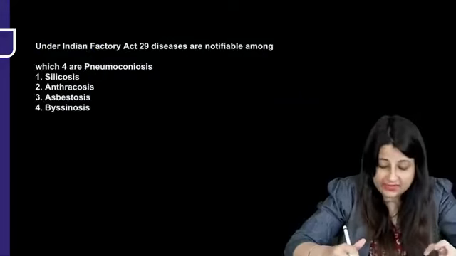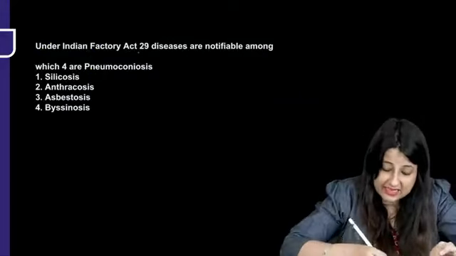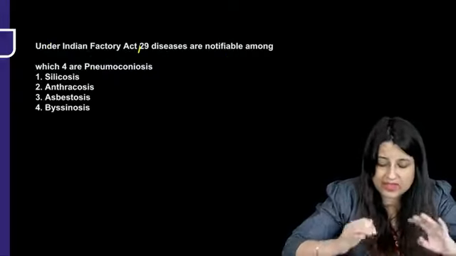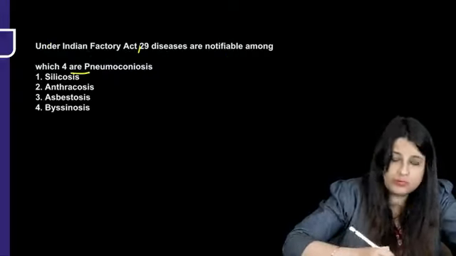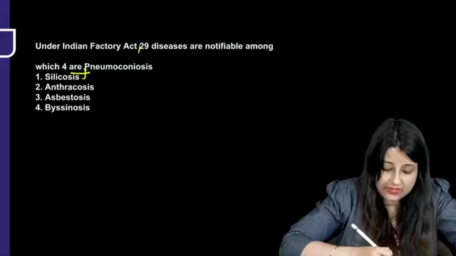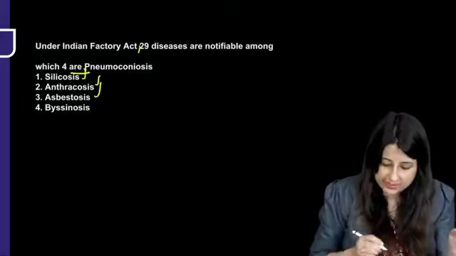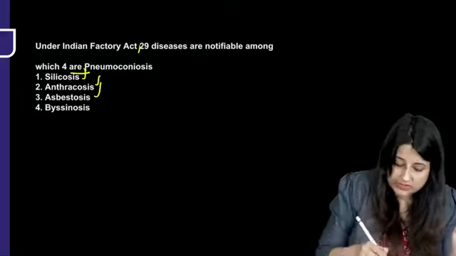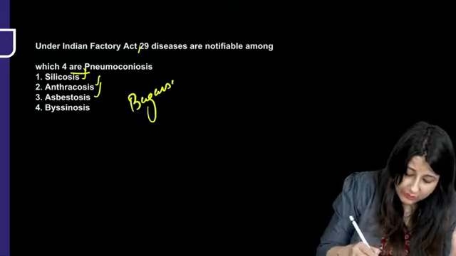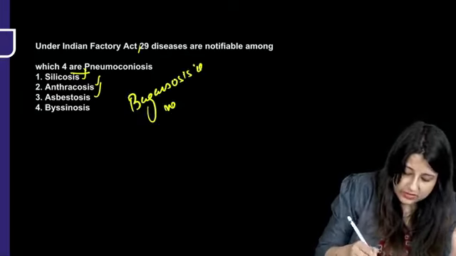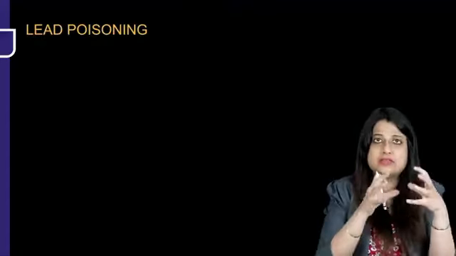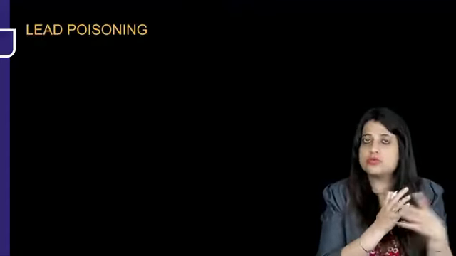Now, under the Indian Factories Act, 29 diseases are notifiable occupational diseases, out of which 4 are pneumoconiosis: silicosis, anthracosis, asbestosis, byssinosis. So the question will come, which disease among the pneumoconiosis is not notifiable? Please remember, in golden points I am writing, bagasosis is not notifiable. Bagasosis definitely is not notifiable. This was a gist of all the important pneumoconiosis.